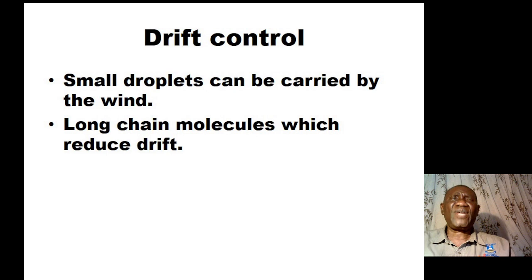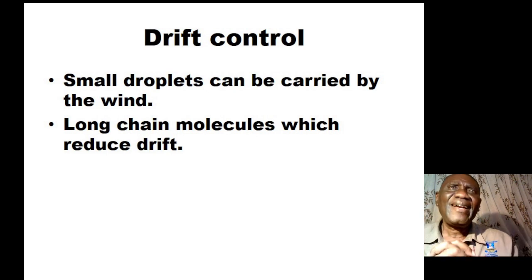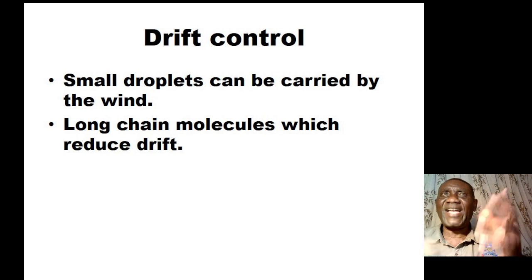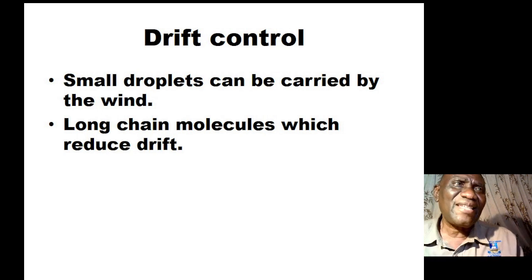Drift control. As we spray the pesticides, they are likely to be carried away by the wind. So small droplets can be carried by the wind. So you need long chain molecules, which are added to the pesticide, to reduce drift.